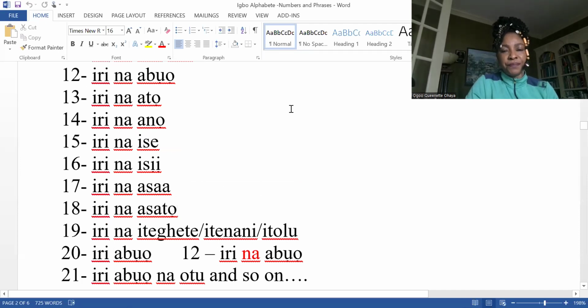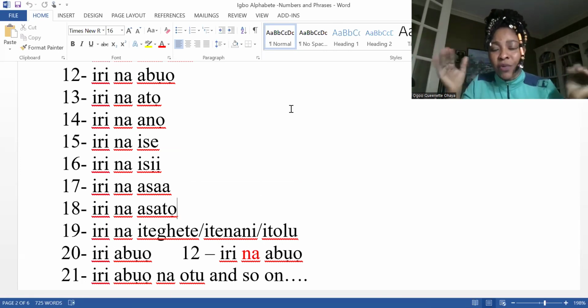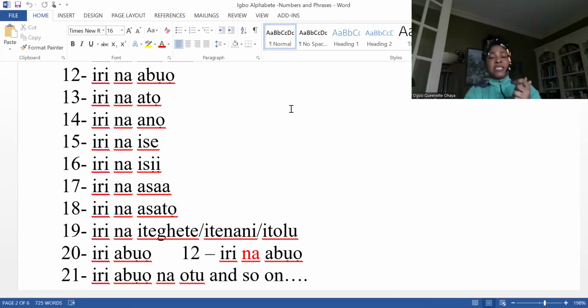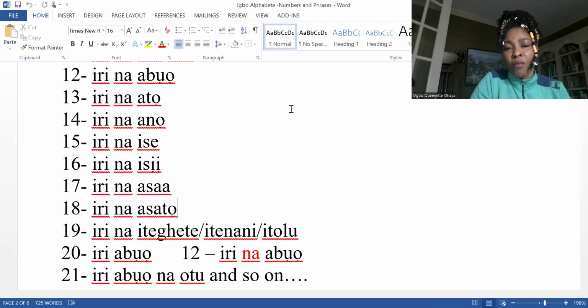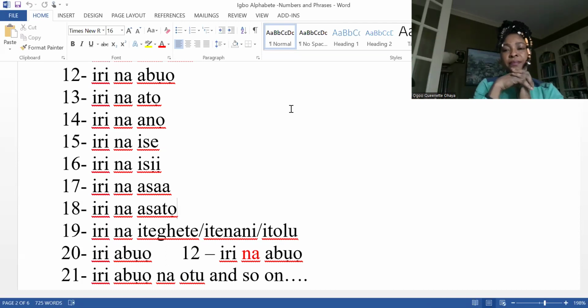Zizi, what will be 50? Since you know the whole number now, remember the pattern. Iri, iri abụọ, iri atọ. So if you don't know your numbers 1 to 10, you won't be able to do it. Zizi, what will be 50? Iri ano. Zizi, when I ask you a question, I need you to repeat the number. 50 bu. Say it loud. 50 bu iri ise. There you go.